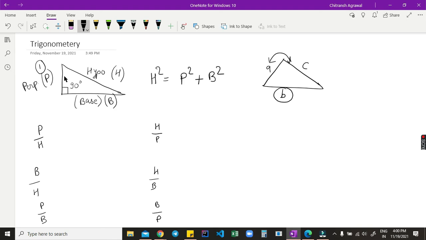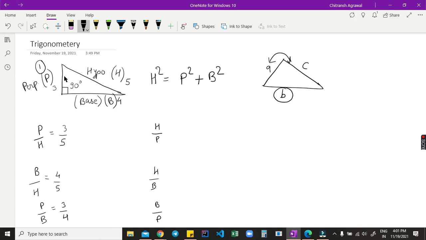So these ratios are just ratios. Suppose the sides of this triangle are, let's say, this is 3, this is 4, and this is 5. Then p upon h can be 3 upon 5, b upon h can be 4 upon 5, and p upon b can be 3 upon 4. So these are just the ratios of the sides.